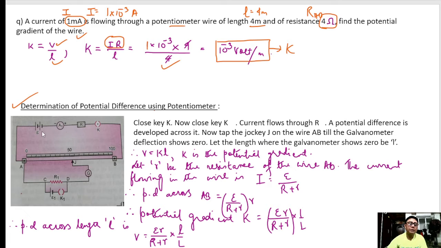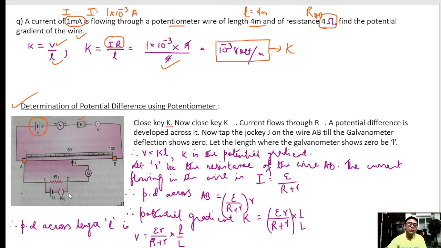Here, this is the potentiometer wire being used, of length 100 centimeters. As you can see, this is the wire AB of length 100 centimeters. We have used a resistance R. This is the EMF of the battery being used. So first of all, what we will do is close the key K. This is the key K.